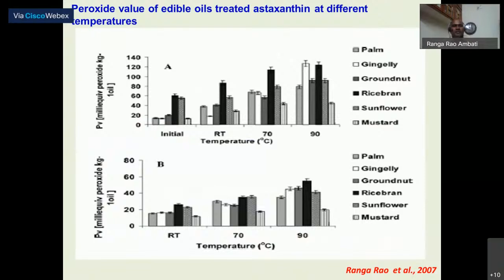This is the peroxide value. When we talk about oils, we usually measure the peroxide value. It is very important, because when oxidation happens, peroxides form in the oil. What we observed in these stability studies, compared to the control group, is that the peroxide values are reduced when we use this astaxanthin extract in edible oils. That is what I want to say here.